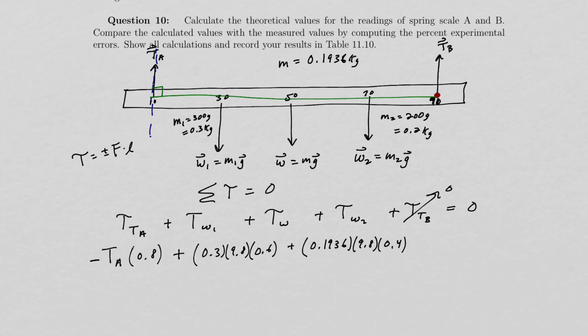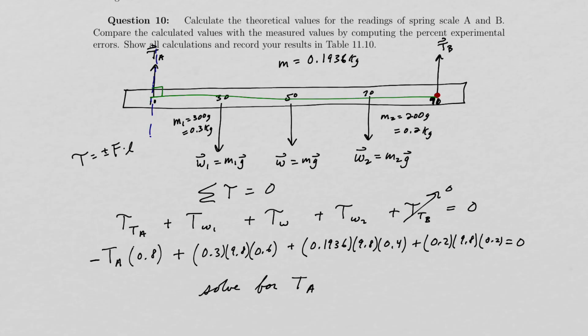Then I have a 200 gram mass for the last one for weight 2. So I have 0.2 times 9.8 times the moment arm. This also happens to be 0.2, right? The distance away is 0.2, that perpendicular distance. And that one's also positive, and that equals 0. And notice here, you can solve for TA.